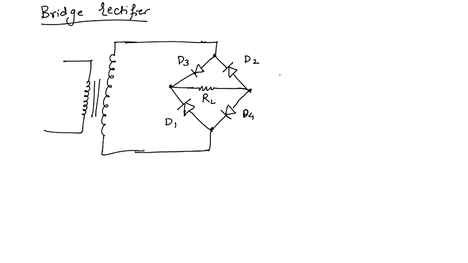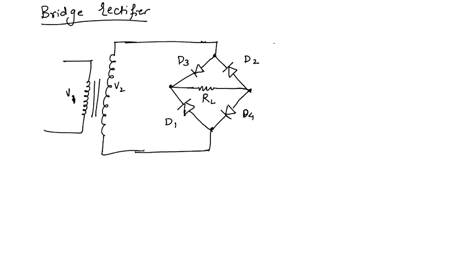Now in this bridge rectifier, at a time the arrangement is made like that. At a time two diodes will be conducting and we will get output across the load resistance. Here we are getting the secondary voltage at the secondary of this transformer.